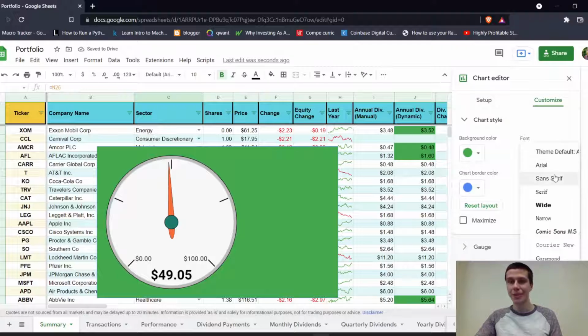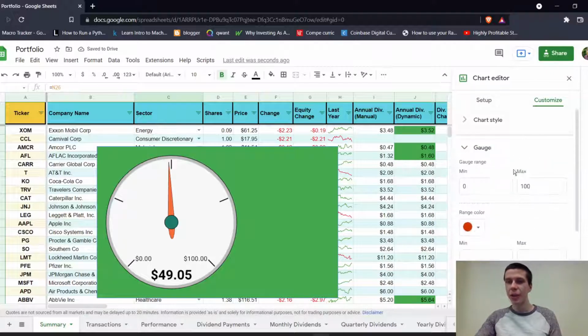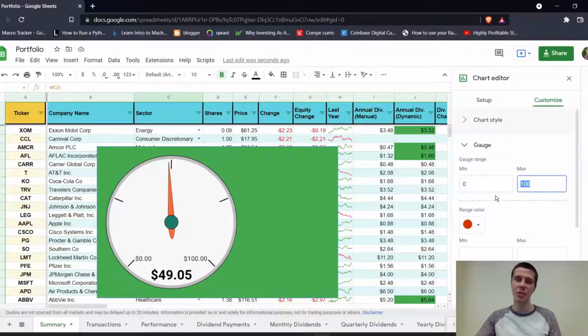We can customize the default font, something like that. And then we can also change some of the things for the gauge. So we can change the actual range for the values. This one started out with 0 to 100, but we can change it to 0 to 500, something like that.